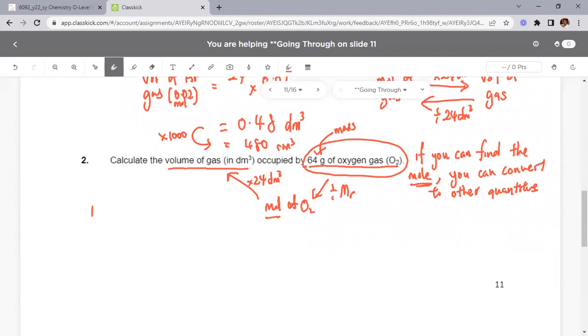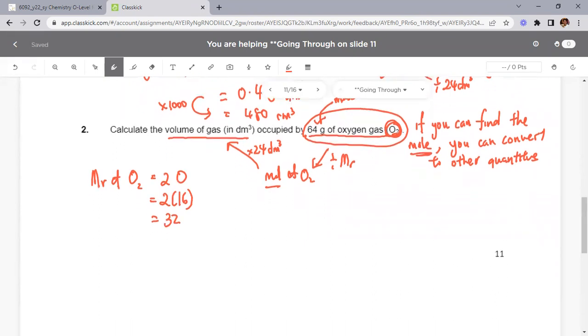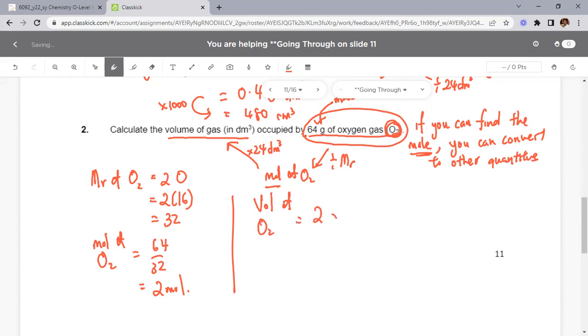So I need to take 64 grams divided by MR, but first I need to find MR. MR of O2: there are 2 oxygens, so 2 times 16, this will be 32. Once I've found the MR of oxygen, next I need to find the mole of O2. So this will be 64 divided by 32. I get 2 moles. And lastly, I want to find the volume of O2. I take 2 moles multiplied by 24 dm3, so I'll get 48 dm3.